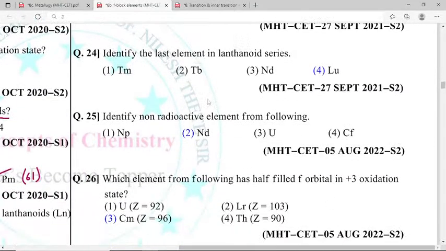Identify the last element in the lanthanoid series. In the lanthanoid series, the last element is lutetium, atomic number 71. Atomic number 71, last element in the lanthanoid series.